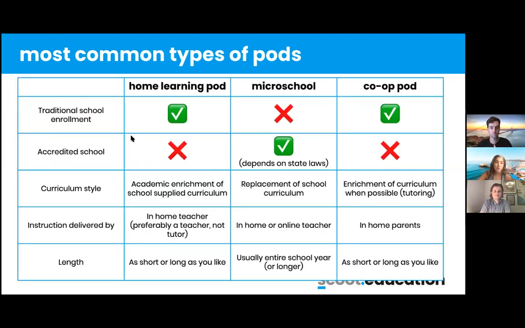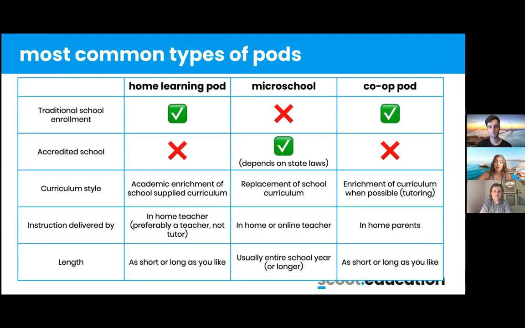Okay, and then you can see the differences in these, but mostly the biggest difference that you'll notice here is that a micro school is not enrolled in your traditional school. And micro schools need accreditation from an outside party. And then the curriculum style is a little bit different in these three pods.